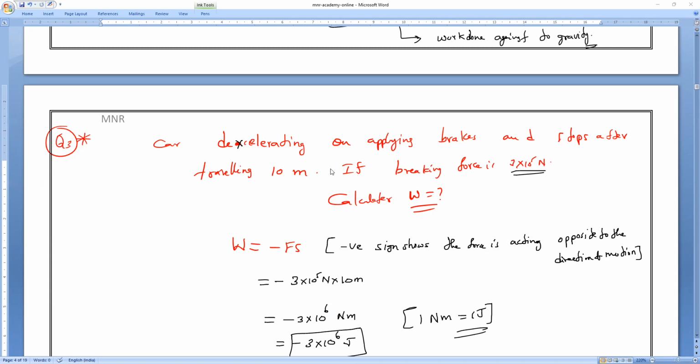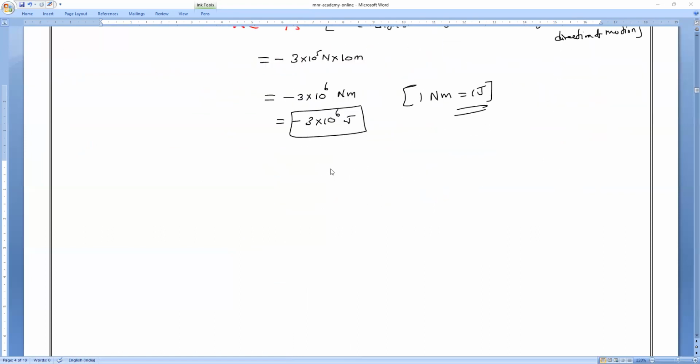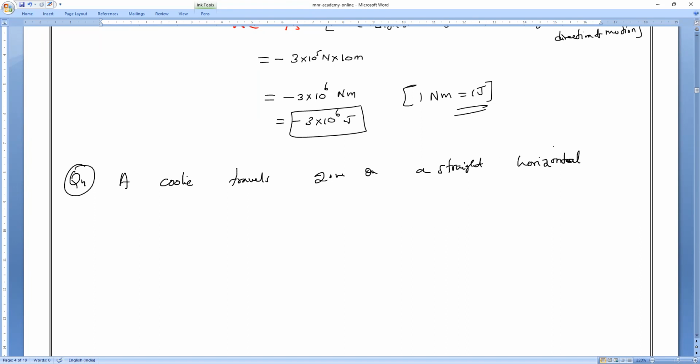Are you solving, Lingesh? Completed? Yes, sir. Everybody done? Next question. A coolie travels 20 meters on a straight horizontal. This is one important question. A coolie travels 20 meters on a straight horizontal. Princey, are you solving?